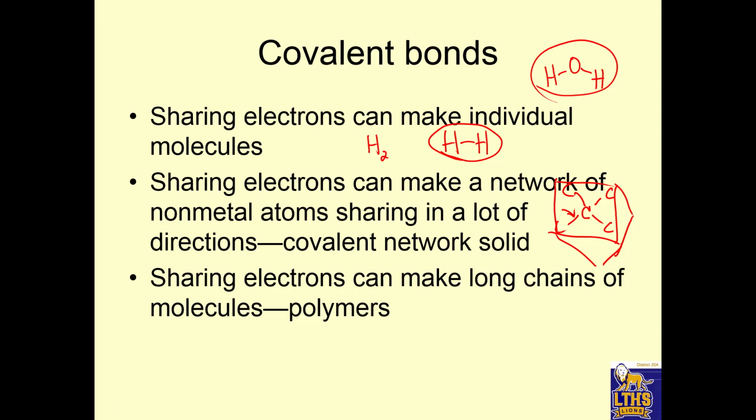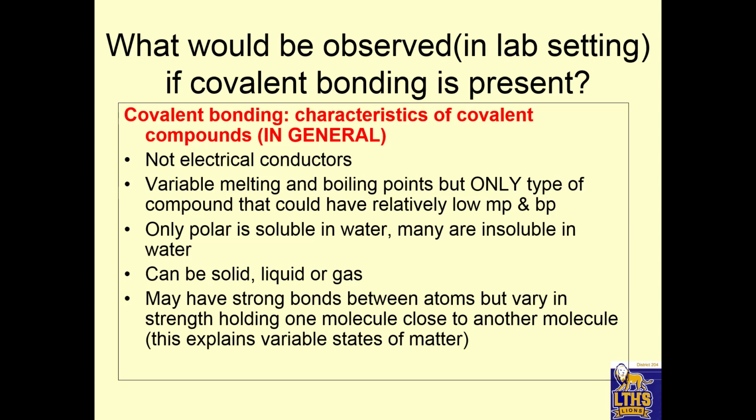There's also sharing like you learned when Mrs. Egan was in class. You have long chains, sharing, sharing, sharing, and then they can cross-link and share, or if it's a different kind of cross-link, it'll be different. But you get these long chains of sharing electrons, and you can make polymers. So covalent bonds can make different kinds of substances.